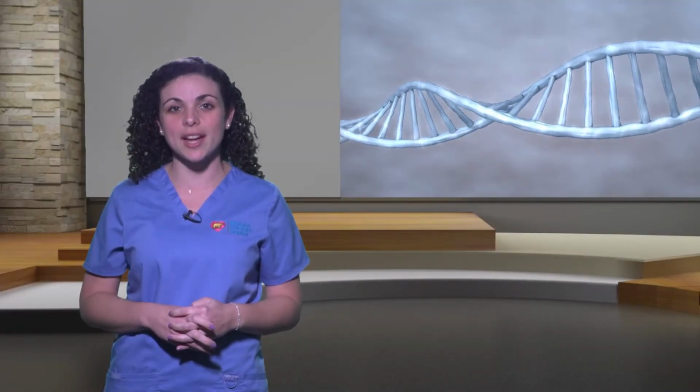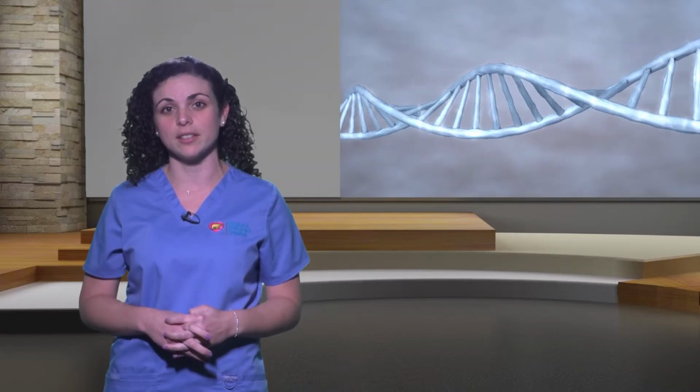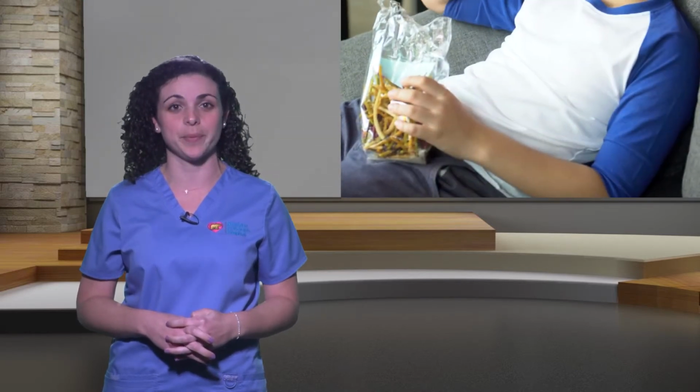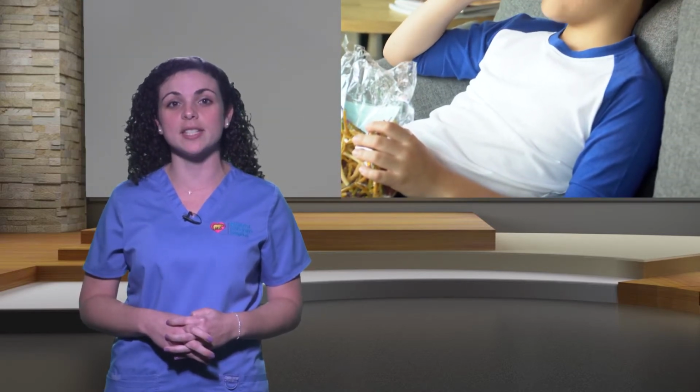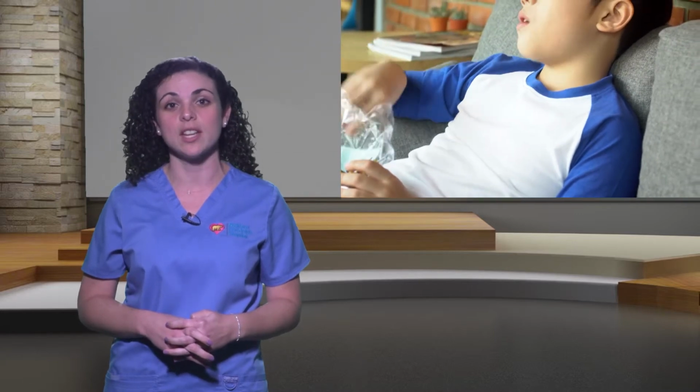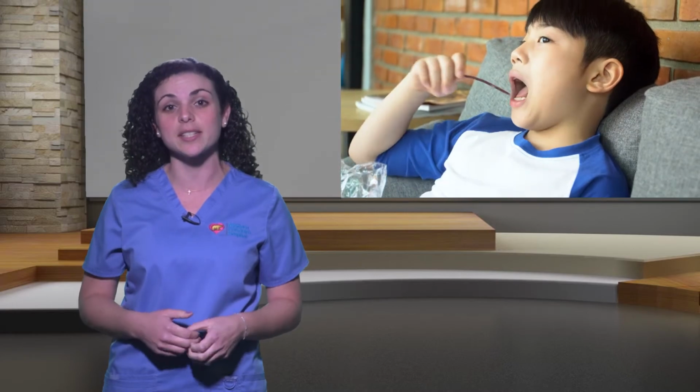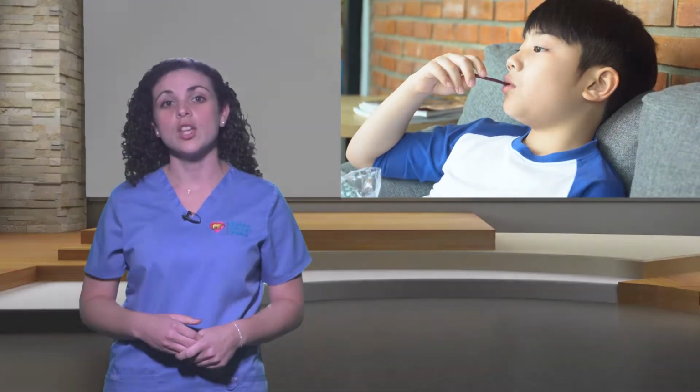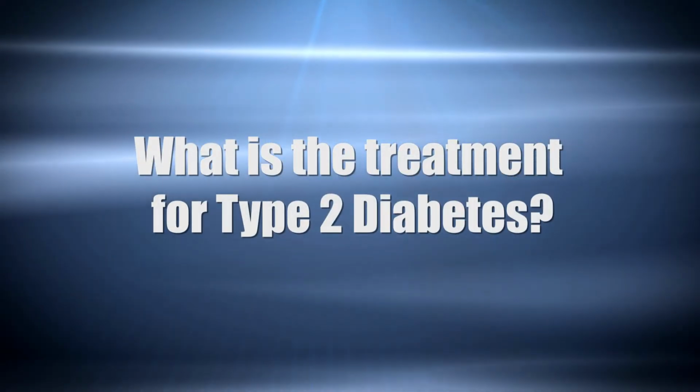What causes type 2 diabetes? Well, just like type 1, genetics is the first cause. You have a greater chance of developing type 2 diabetes if your parents have it. The genetic mutation that causes it is still unknown. The second cause is based on lifestyle choices such as lack of exercise, unhealthy eating, and being overweight. So what is the treatment for type 2 diabetes?